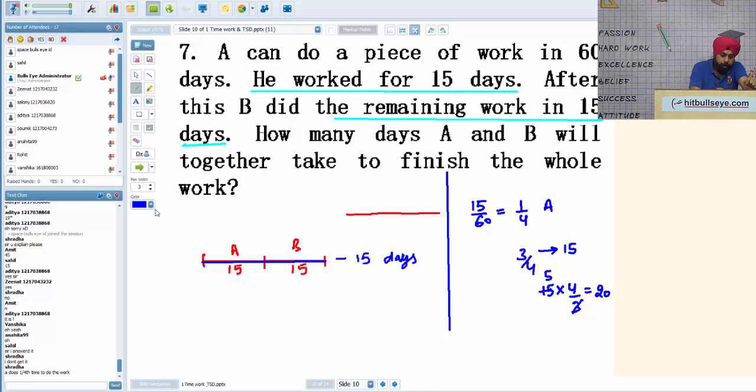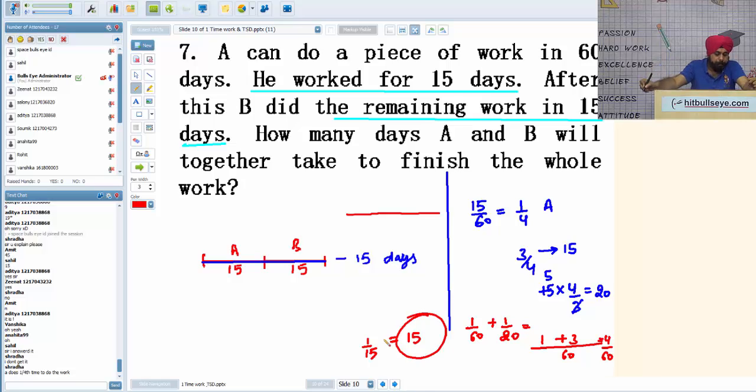Now, in order to answer this, it is 1 by 60 plus 1 by 20. The LCM is 60. It is 1 plus 3, 4 by 60, which is 1 by 15, which means the work is over in 15 days. Right? That is the conventional method of doing it.